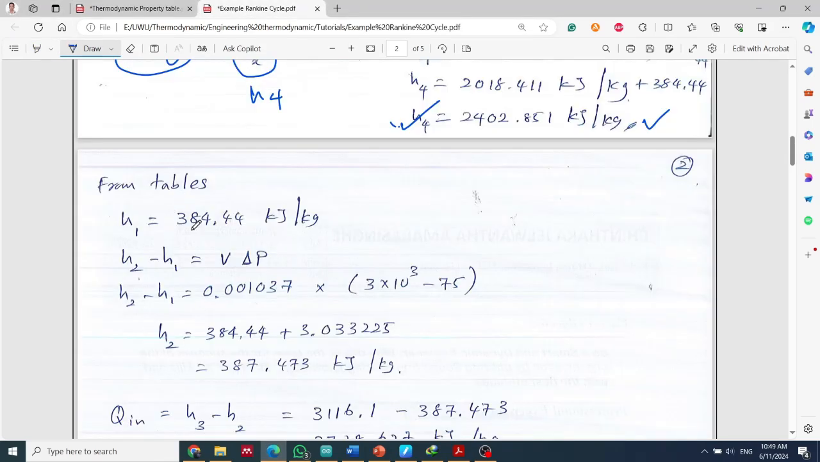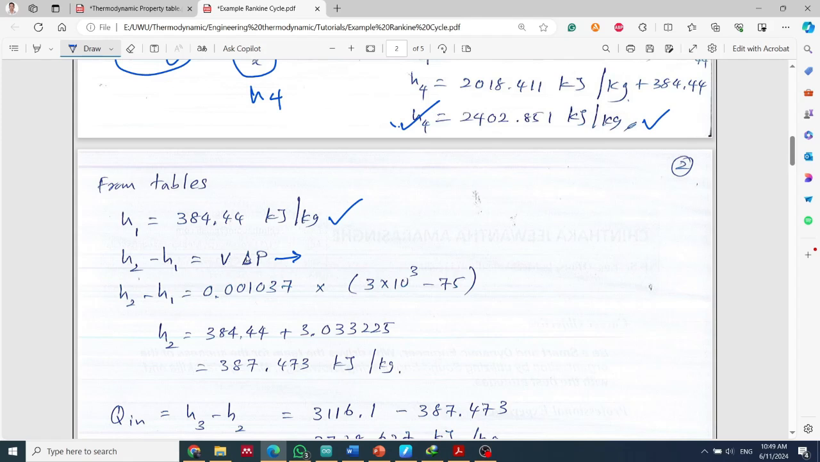So therefore we can write this straight away from the table. H1 equal to 384.44 kilojoule per kilogram. So the next thing is how we can find the H2, since H2 minus H1 is the work in. Also we can write that as V delta P, because this is a compression work. So this is isentropic compression, therefore we can write V delta P as the work in. So H2 minus H1 equal to V delta P.